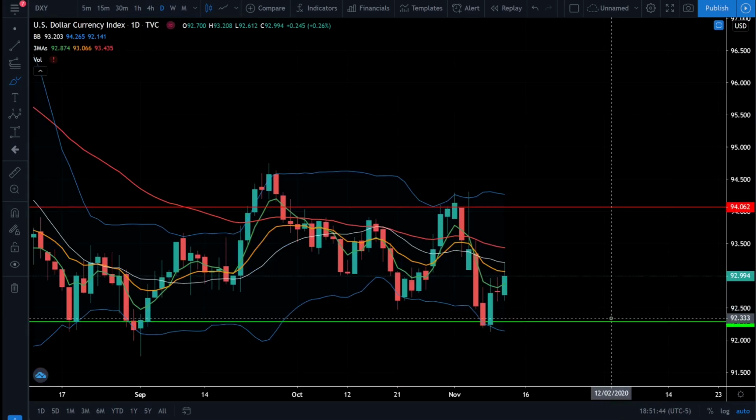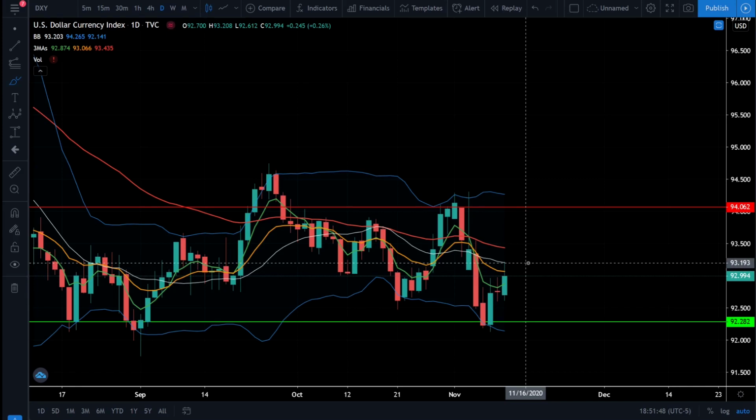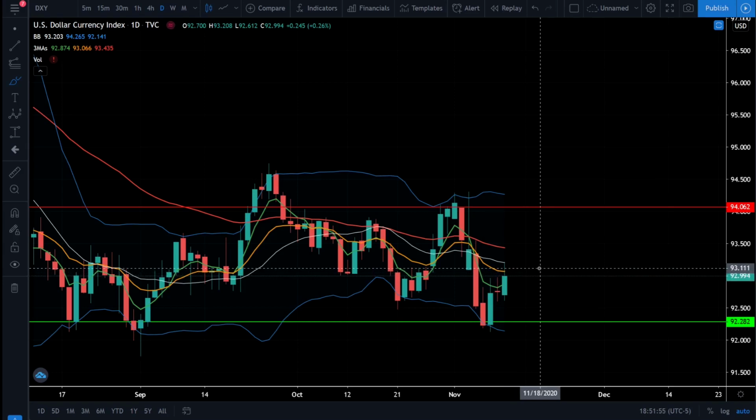Next up is the US dollar, and we see the dollar did get a bounce today, but we are still getting price action getting rejected below the 20 simple moving average. We still have bearish trending and we're still closing below the 20 simple moving average.